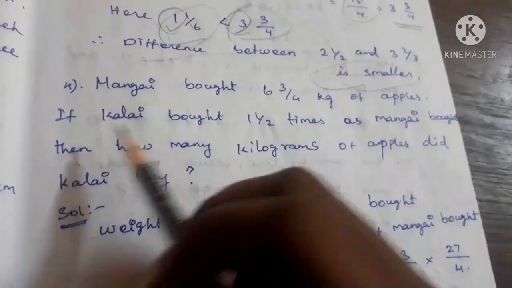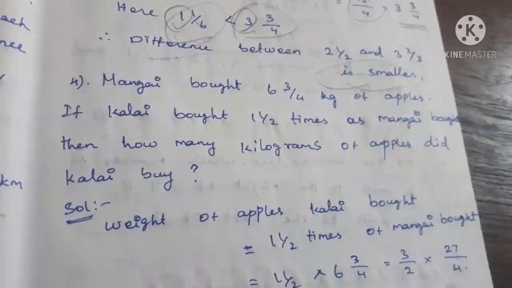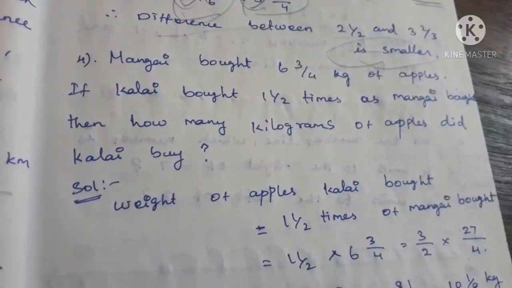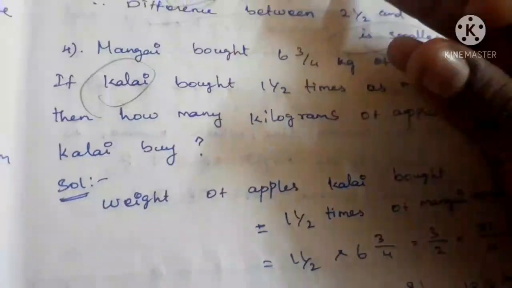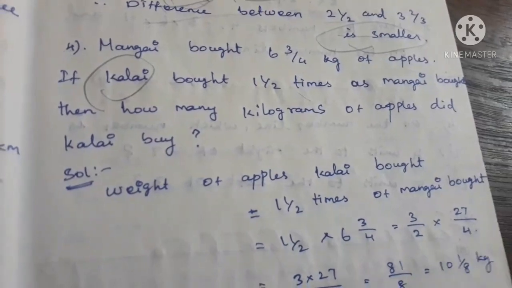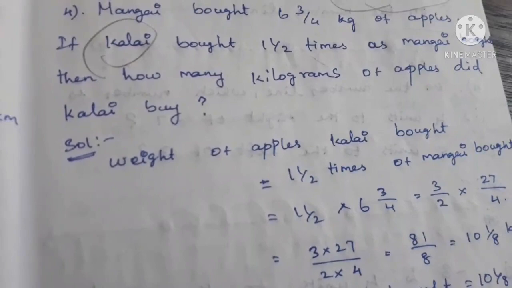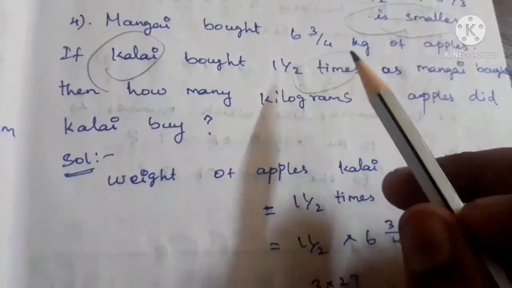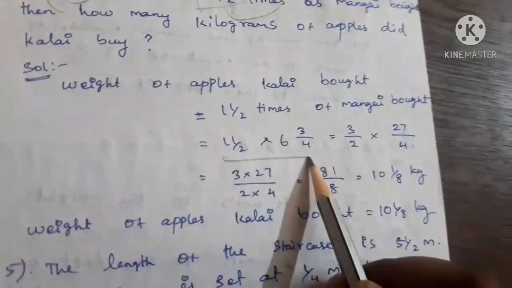Fourth question. Mangai bought 6 3 by 4 kg of apples. If Kalai bought 1 by 2 times as Mangai bought, then how many kilograms of apple did Kalai buy? They are telling she has bought 1 by 2 times. Times means how many multiples we say. So if they give an expression like that, then you should do multiplication only. If they are given the times after a fraction, then you should just multiply these two. That's all. So when you multiply, what you will do?